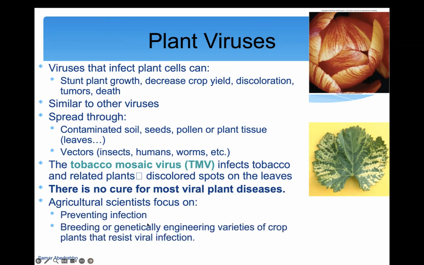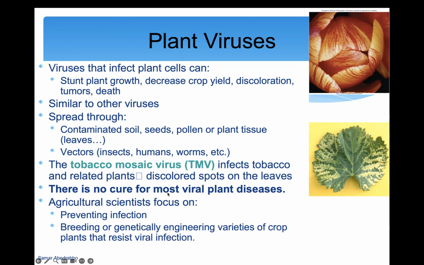The main thing that I want you to take from this slide is there's something called tobacco mosaic virus, and it infects tobacco and related plants. So whenever you see plants like this, those are infected with viruses. There is no cure for most viral plant diseases. So they're very important for agriculture. Just keep that in mind. You can't just get rid of the virus. There's no cure. You have to get rid of the plants.